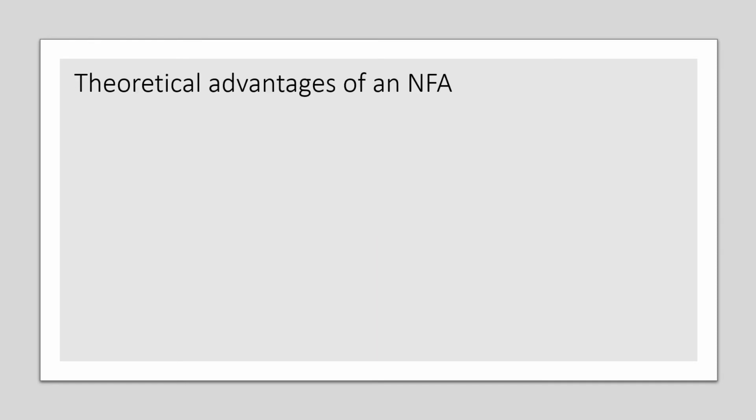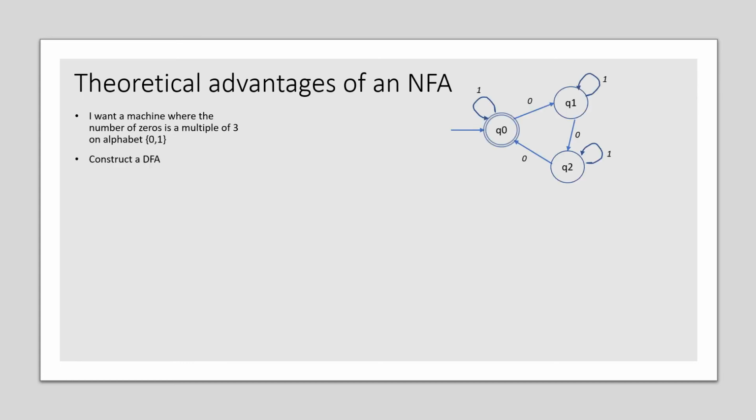All right, so what could be an advantage of an NFA? Well, let's see. What if you have a machine where, okay, we have an alphabet 0, 1, and the number of zeros is a multiple of 3. So what would you do with that? You would construct a DFA. So here's a DFA. We start in our initial state. It just means that in our language, the number of zeros is a multiple of 3. So every time you get 3 zeros, whether you get ones in the middle, you end up in an accepting state.